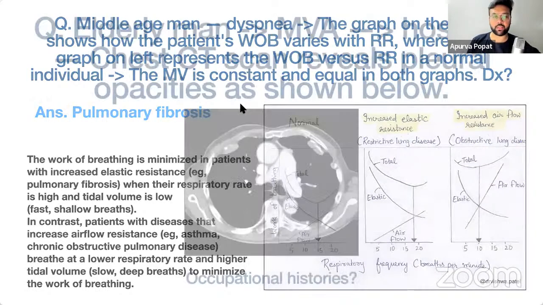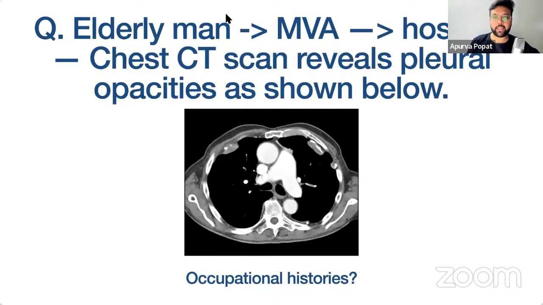Let's go to the next question. An elderly man is coming to you after a motor vehicle accident. He was hospitalized, and as part of the diagnostic workup, you do a CT scan, and your CT scan is showing pleural thickening like this. What occupational history do you expect here? Asbestosis. Very good. What are these pleural thickenings? Okay, these are the pleural plaques. Perfect. This is mesothelioma.